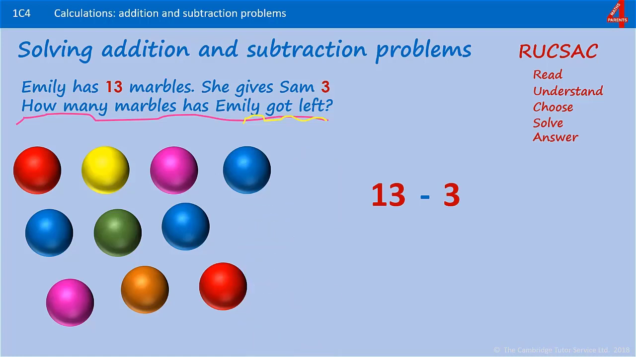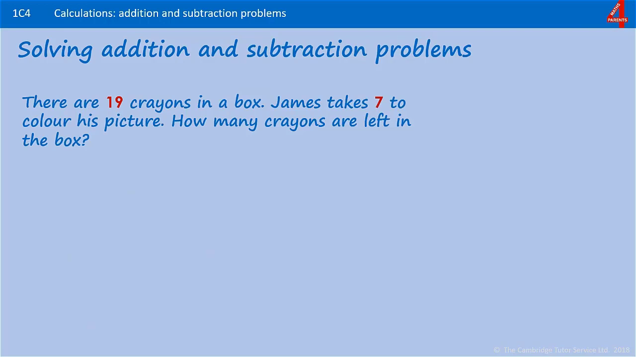How many do we have left? 1, 2, 3, 4, 5, 6, 7, 8, 9, 10. She has 10 marbles left. And when you check your answer, just use the inverse operation. 10 add 3 is 13. Numbers are getting a little bit harder this time. Pause the video and using RUCSAC, have a go at solving this.